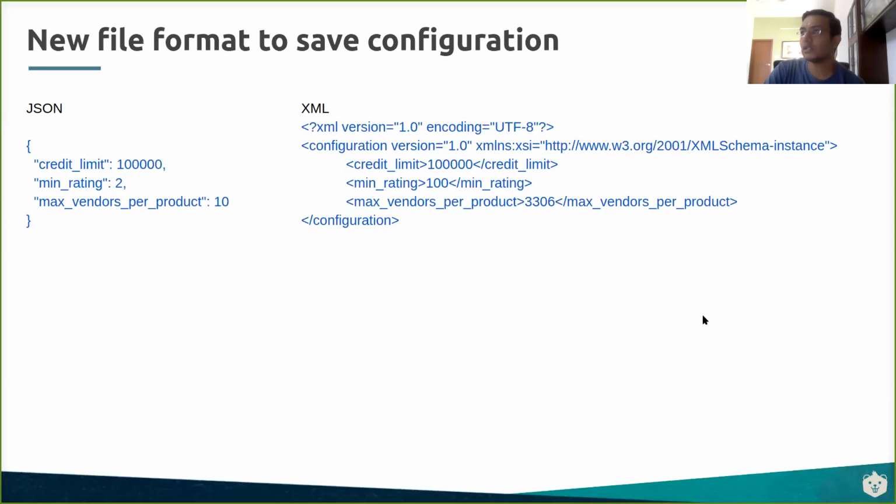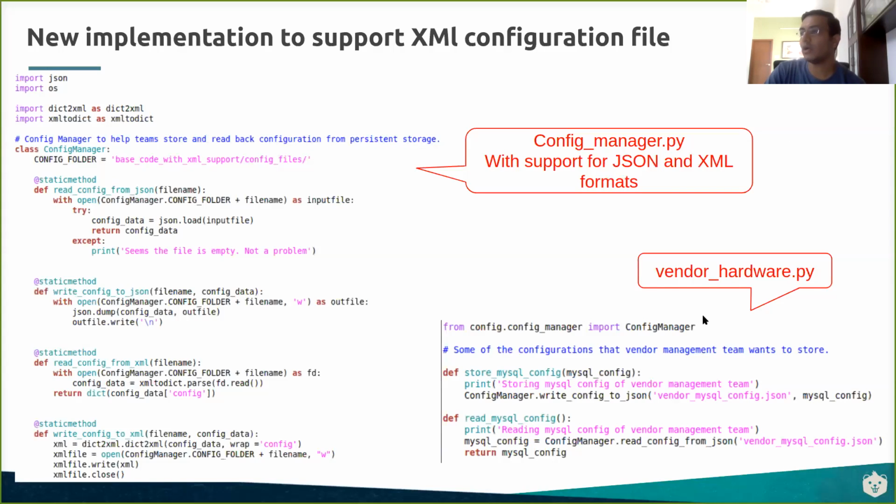Now the configuration manager team gets this request and says, okay, I'll go ahead and implement support for you. And it adds more methods. Initially, it only had read config and write config, because by default it was doing JSON. Now it adds methods separately for JSON and XML. It separates out this functionality. The read config that I had earlier has become read config from JSON. The write config that I had earlier has become write config to JSON. And now I've added two more new methods which support the XML variety of the config file.